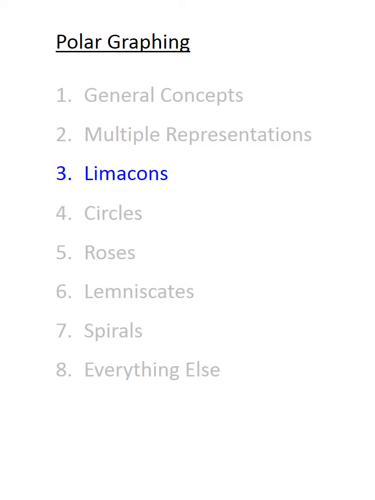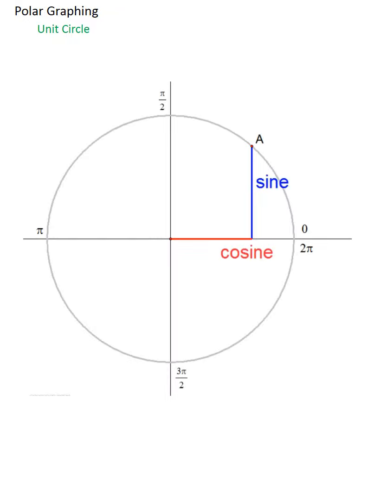Welcome to the third video in a series of 8 about polar graphing, limacons. This image should remind us that for any radian measure terminating at point A on the unit circle, the cosine is the x-coordinate of that point, and the sine is the y-coordinate of that point.